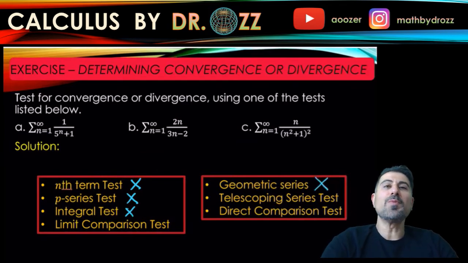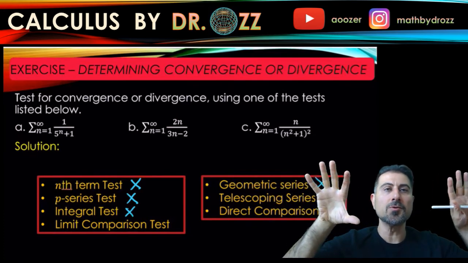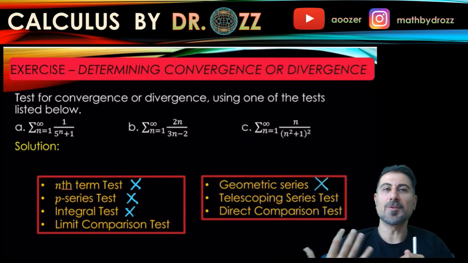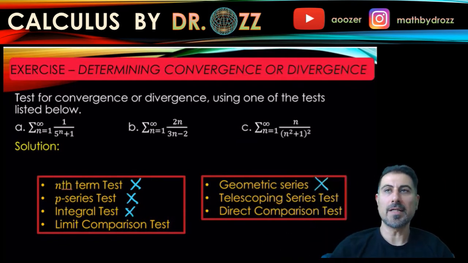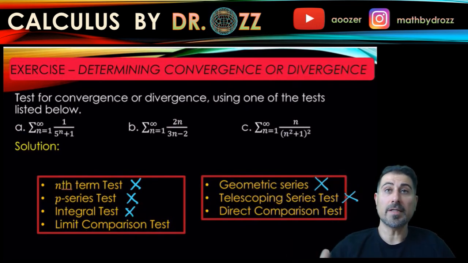Is this a telescoping series? Well, the answer is still no, because telescoping series are written in terms of the differences of two fractions, right? And we generally use partial fractions for those, if you remember the exercises that we went through for telescoping series. Well, this is not a telescoping series for sure, so I can't really use the strategy of the telescoping series test. So now we're back to the limit comparison test and the direct comparison test.